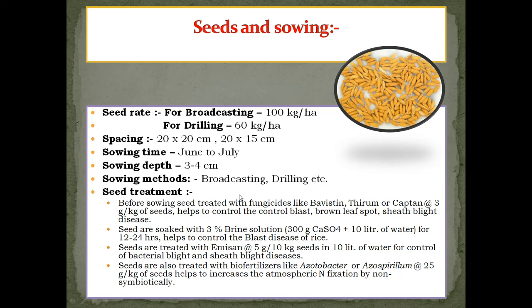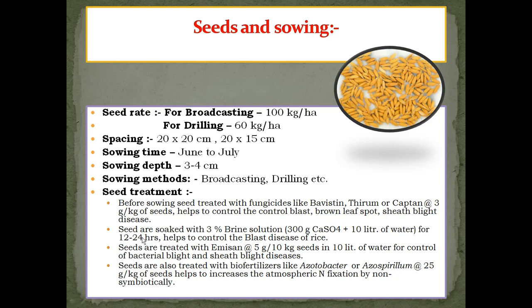Then the next point, that is seed treatment. Before sowing, the rice seeds are treated with fungicides like Bavistin, Thiram or Captan at the rate of 3 gram per kg of seeds. This is helpful for the control of blast, brown leaf spot and seed blight disease. This is a major fungicide treatment that should be given before the sowing of seed.